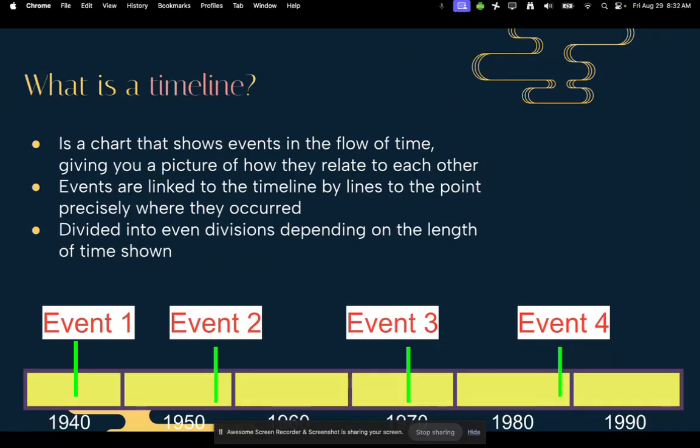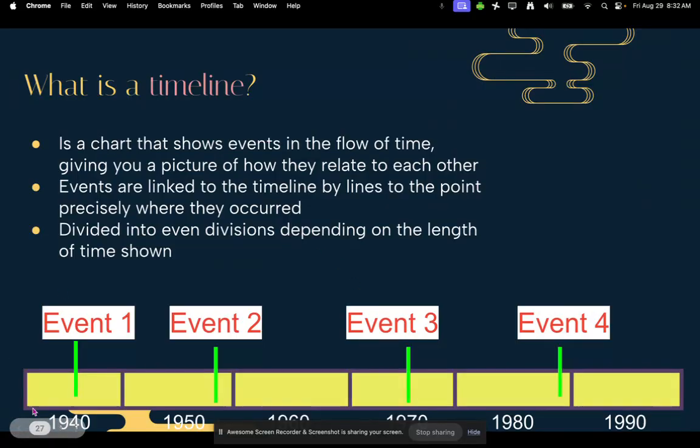So, timelines. What is a timeline? A timeline is a chart that shows events in a flow of time, giving you a picture of how they relate to each other. Events are linked to the timeline by lines to the point precisely where they occurred, and they are divided into even divisions depending on the length of time shown.